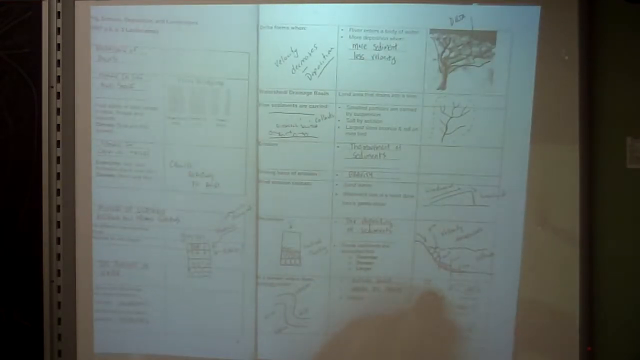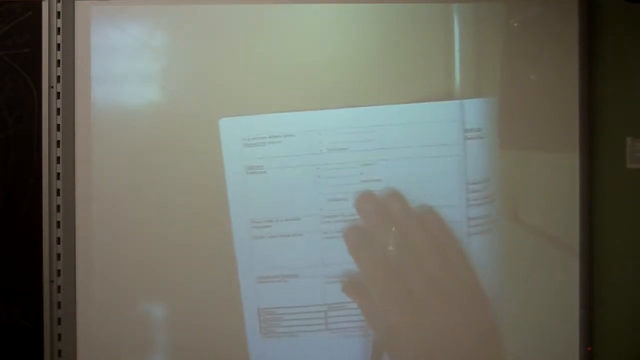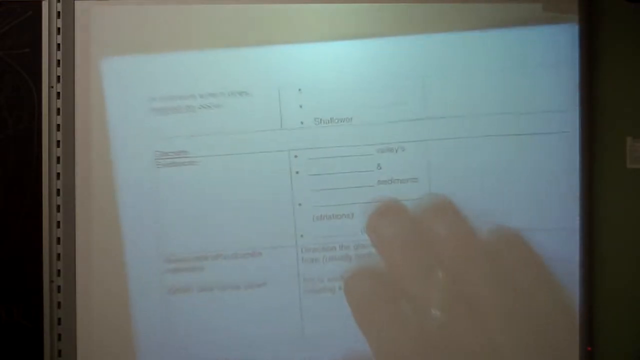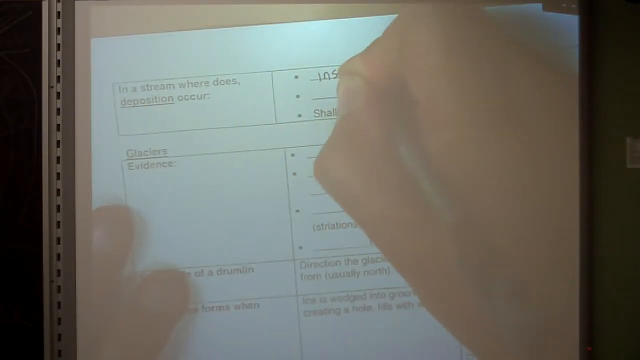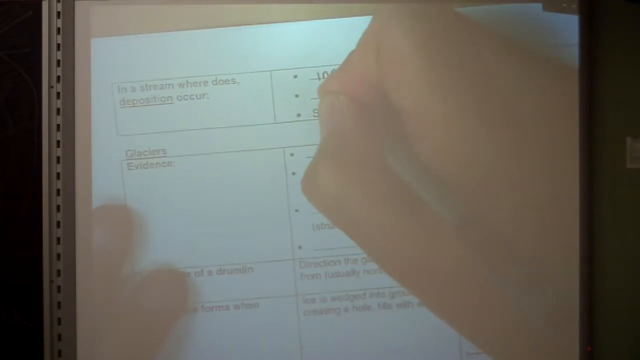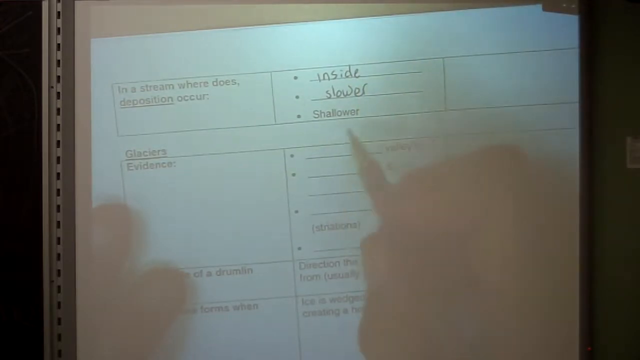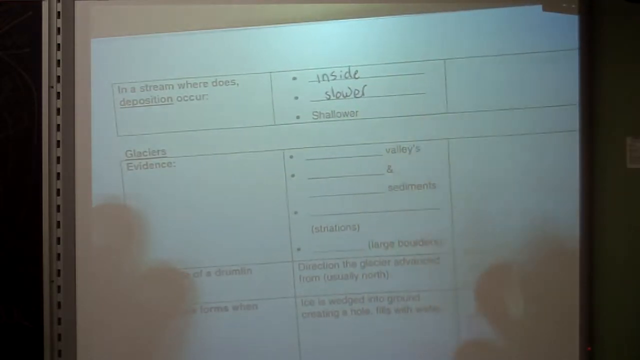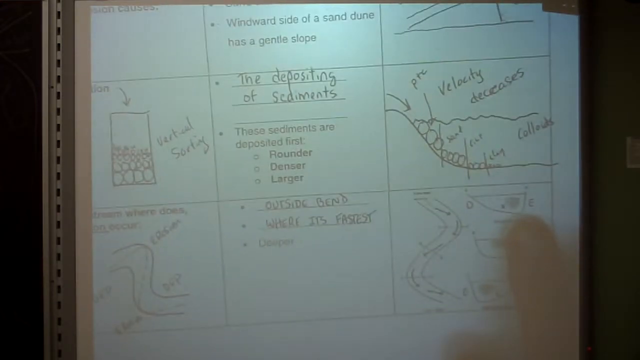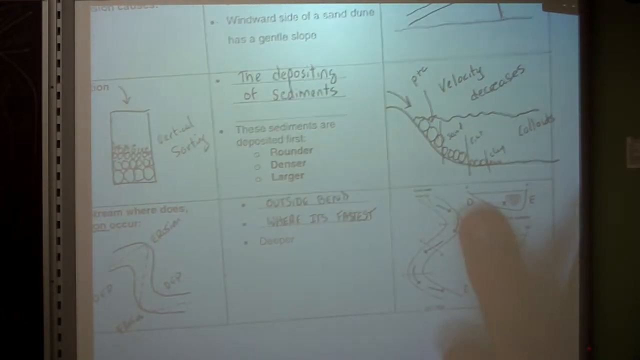All right, let's go to the next page. In a stream, where does deposition occur? Well, I think we got that. Deposition is going to be occurring on the inside of the bends, of the meanders, and also where it's slower. And so in the diagram, one side is always shallow and the other side is always deep. Just going back to that, you can see that in this picture. Here's the deep side with the erosion, the shallow side has the deposition.